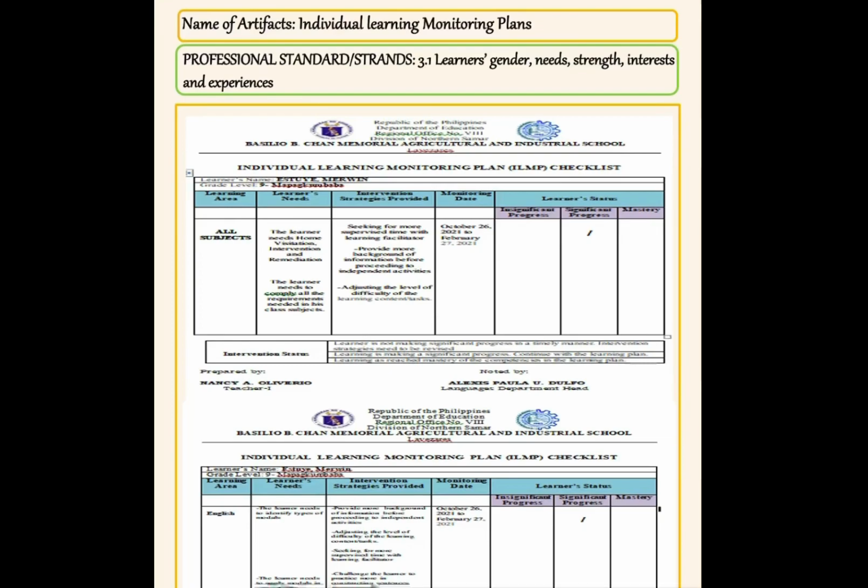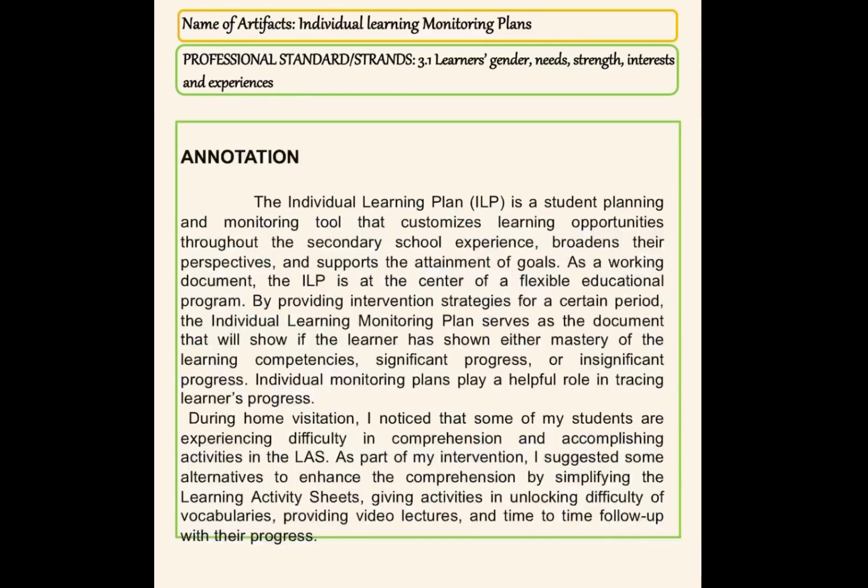Our first artifact is the individual learning monitoring plans. Its professional standard or strands is learners' gender needs, strength, interests, and experiences. So, kailangan nyo lang i-paste or i-attach yung sample ng individual learning monitoring plans. After which, pupunta ka na sa annotation. Okay, when we say annotation, it is a note or explanation or comment added to a text or diagram.